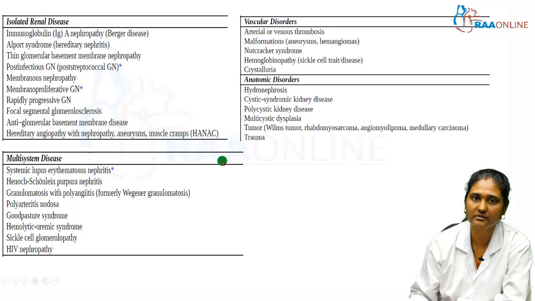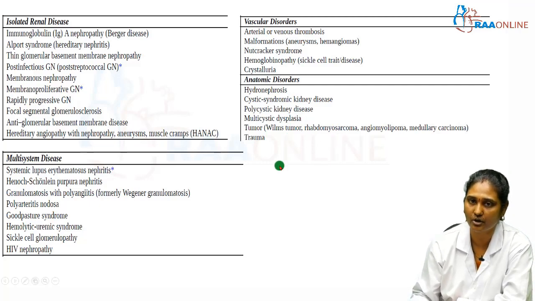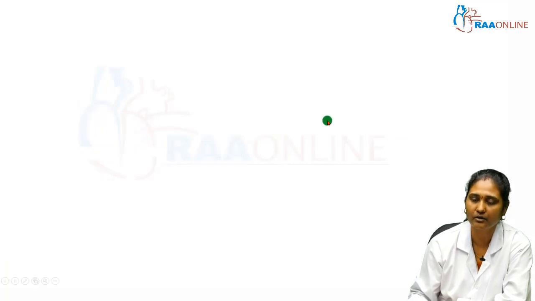The third common classification is vascular causes, like arterial or venous thrombosis or any malformations, most commonly sickle cell trait or disease, or crystalluria. These are all vascular conditions causing gross hematuria. Then anatomical disorders like hydronephrosis, polycystic kidney disease or multicystic dysplasia, or tumors like Wilms tumor or rhabdomyosarcoma, or trauma. All these anatomical conditions also cause hematuria. So these are all the broad categories of causes of hematuria in a child.